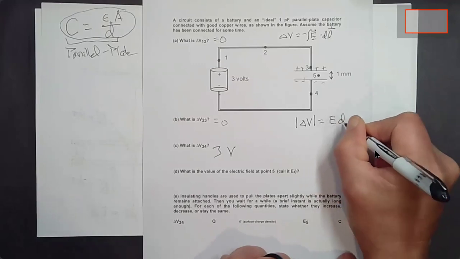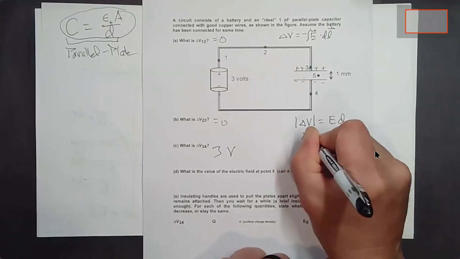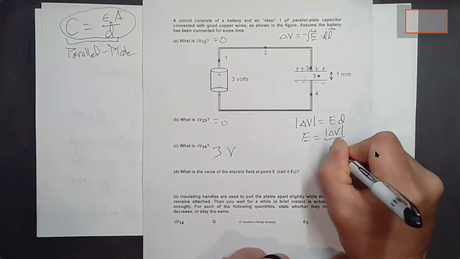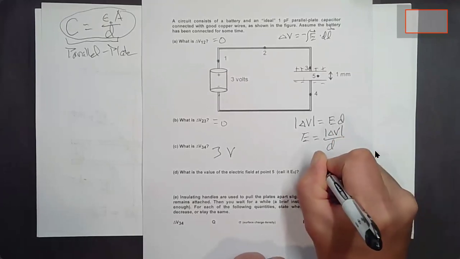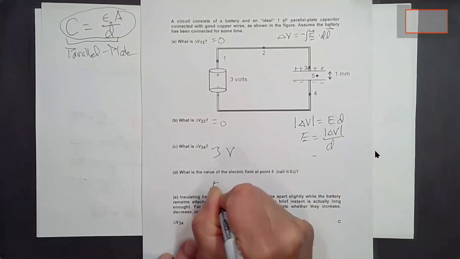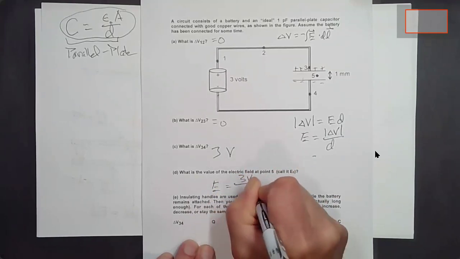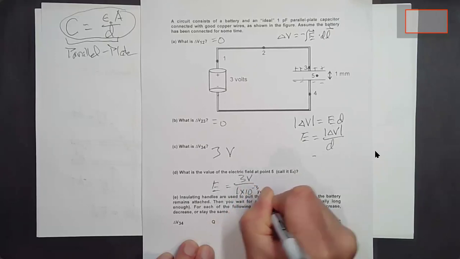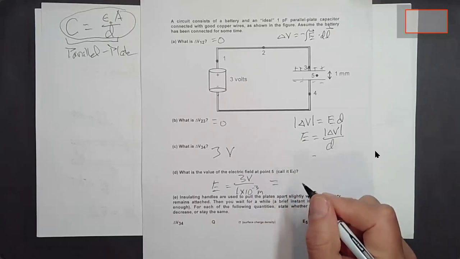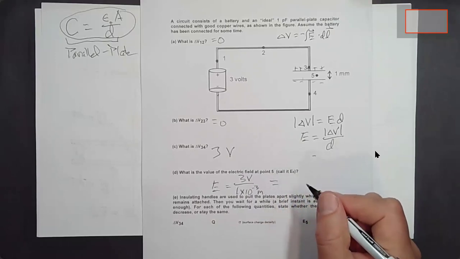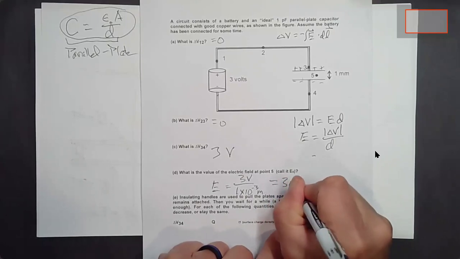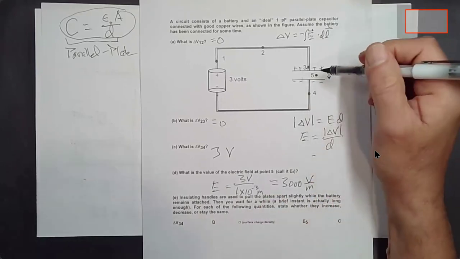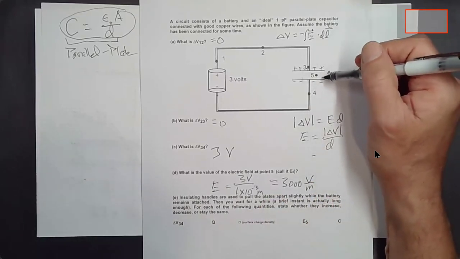This electric field strength times D, or the electric field is just going to equal the absolute value of the potential difference divided by the distance, which in this case is going to be 3 volts divided by 1 times 10 to the minus 3 meters. And remember, a volt per meter is a legitimate unit for electric field. So we'd have 3,000 volts per meter. Sounds like a lot, but it's only a 3 volt potential difference across this little 1 millimeter gap here.